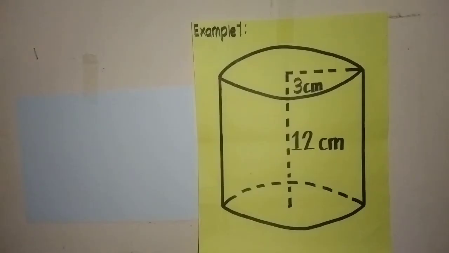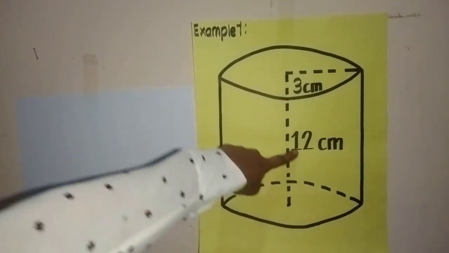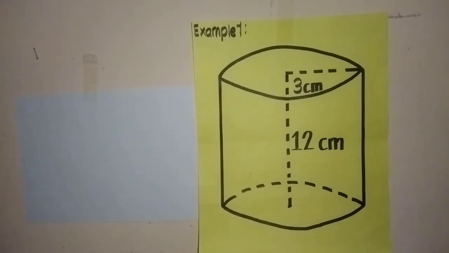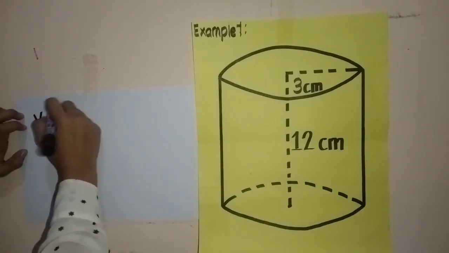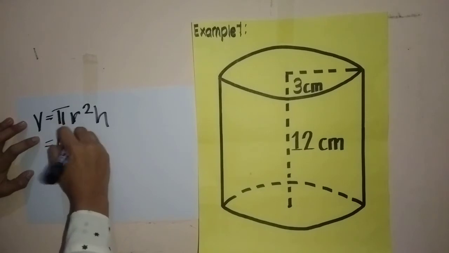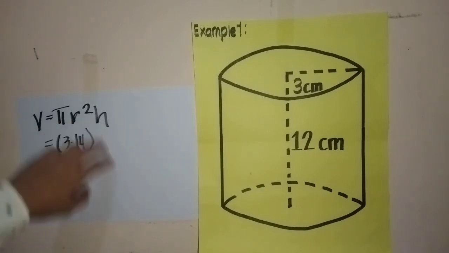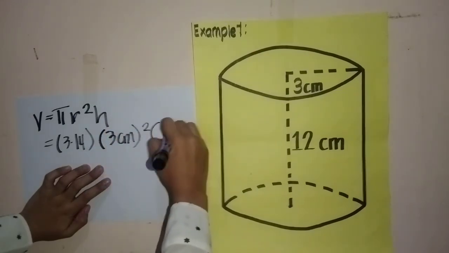So now we will get the volume of a cylinder. First example, a cylinder has a height of 12 centimeters and a radius of 3 centimeters. So the formula is volume is equal to pi radius squared times height. So constant 3.14 times radius 3 centimeters squared times 12 centimeters.